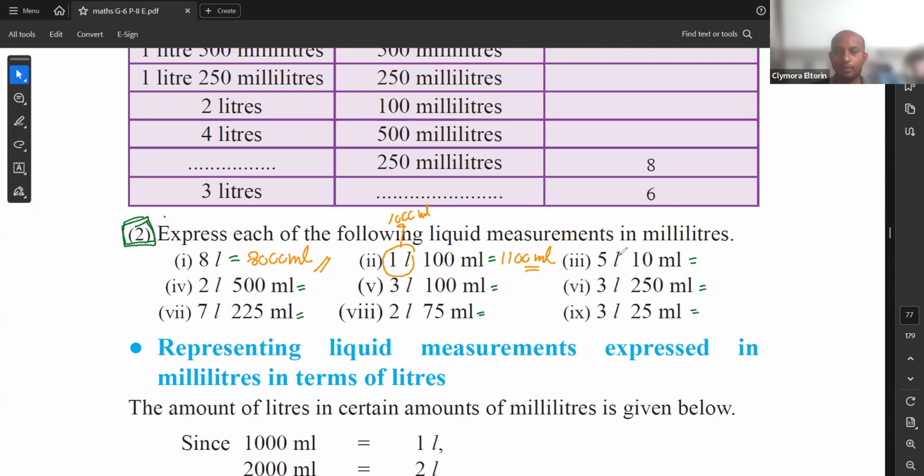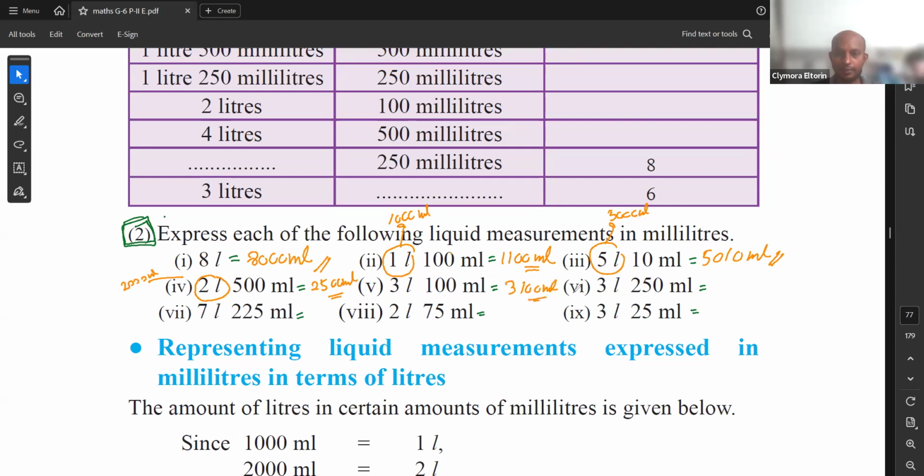This one, 5 liters means 5,000 milliliters. It's very simple, no? 5,010. This one has 2 liters. 2 liters means 2,000 milliliters. You don't need to write the name. 2,500 milliliters.